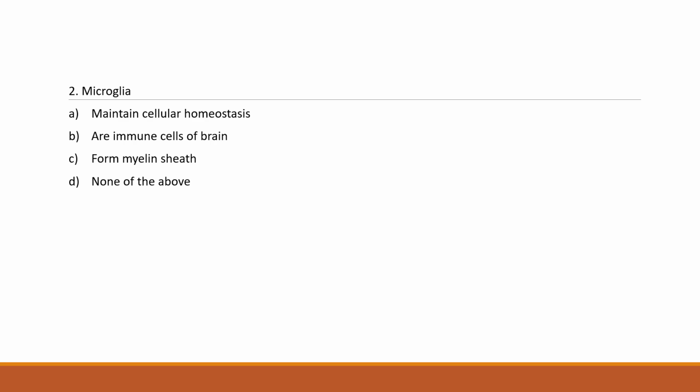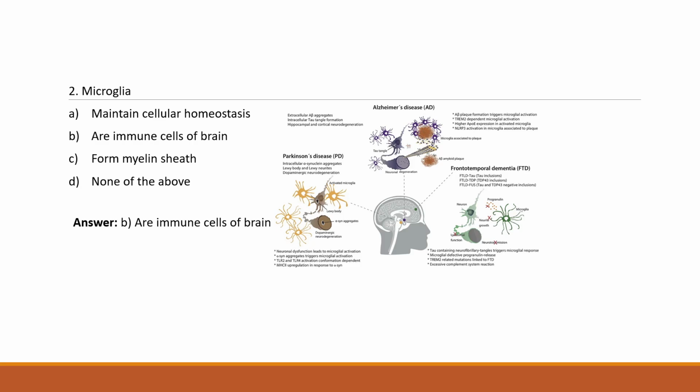Okay, so the next is your microglia. So, what is microglia? What is the function of that? Is that also involved in maintaining cellular homeostasis, or are they the immune cells of the brain, or do they form the myelin sheath, or none of them are? What is the answer for this? So they are immune cells of the brain. Yes. So, microglia are the immune cells of the brain. They are like macrophage like cells which help in the immune defense of your brain.